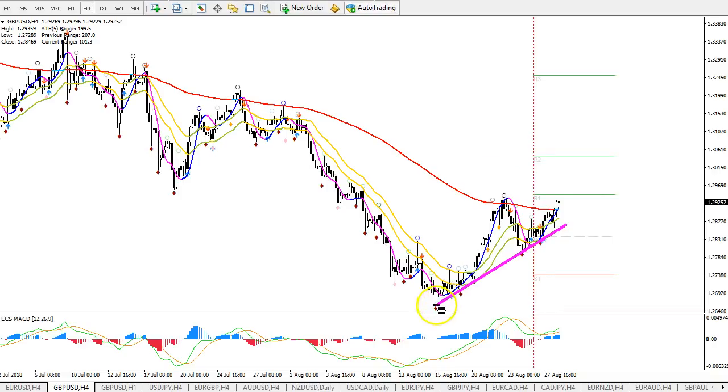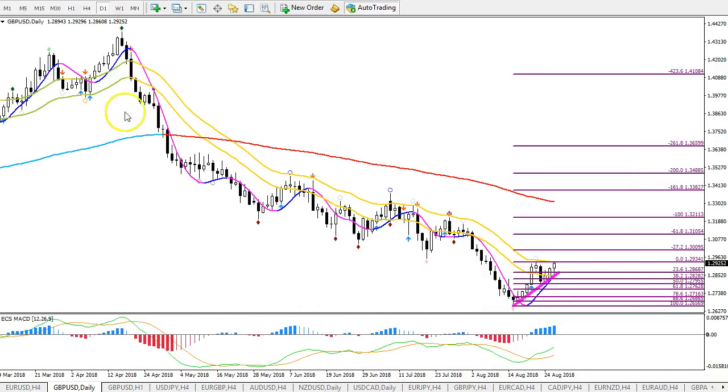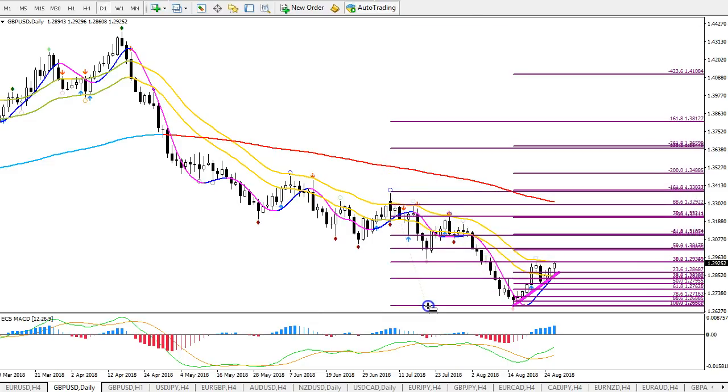We can put a fib from here to here, all right, on this swing. And you can see the price bounced at the 50 fib, and typical target could be the -272 target, which is around 130. 130 is obviously a round level and hence resistance. 130 could also be resistance from this point of view if we put a fib from here to here.